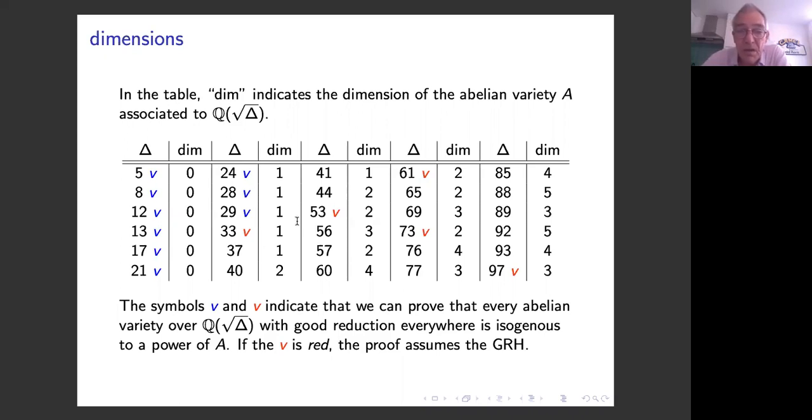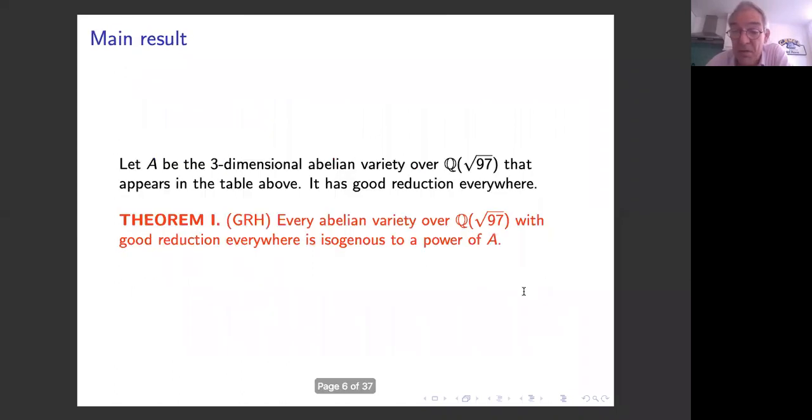So in all the cases where there is no V, I do not know what happens, whether this Abelian variety is the only one or not. So today I want to speak about the case 97, the largest case. In that case, the Abelian variety that is constructed by means of this modular curve has dimension 3. And the theorem that I want to discuss today is that it is the only Abelian variety with good reduction everywhere, apart from taking products with itself, over Q squared of 97.